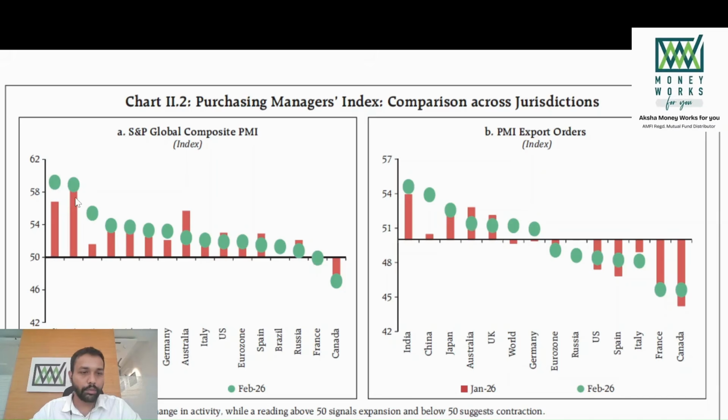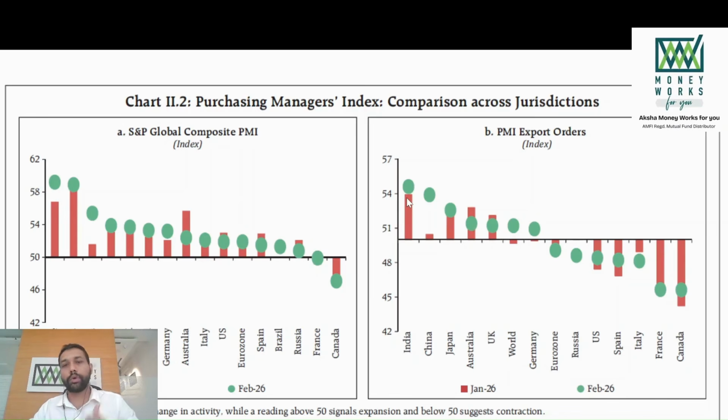We are at about 59% for the month of Feb, and also for our export order PMI, where managers give an outlook for export orders, we are the highest among other countries.